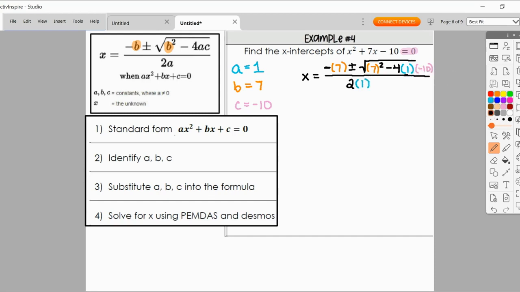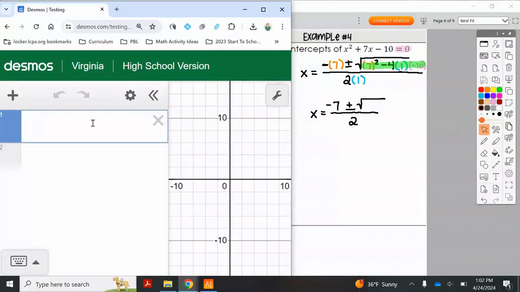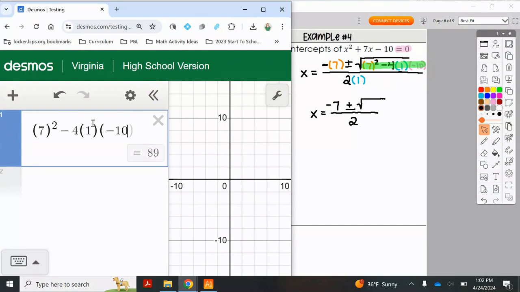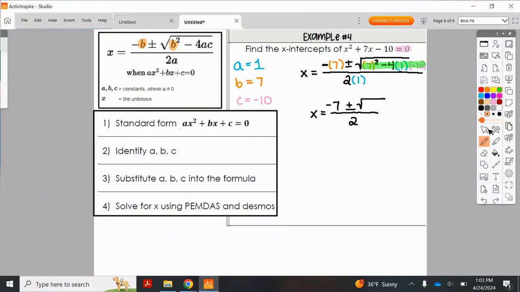From here, I'm going to go ahead and simplify this down. Remember that I changed what's in front of the plus or minus to a negative 7. In the denominator, 2 times 1 I know will be 2. And remember, we put everything under the radical in green into Desmos. You can pull up Desmos if you'd like to follow along, but it's going to be parentheses 7 squared minus 4 parentheses 1 parentheses negative 10. Everything under my radical now is going to be changed to an 89.